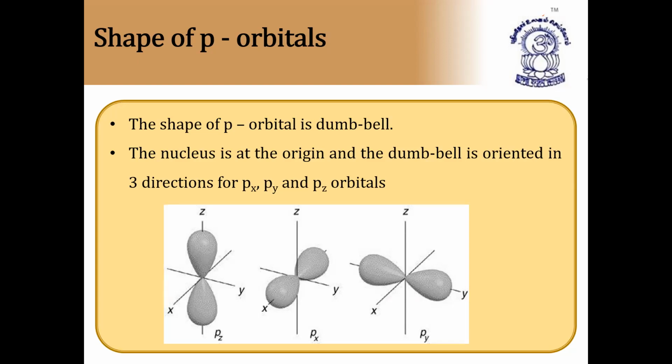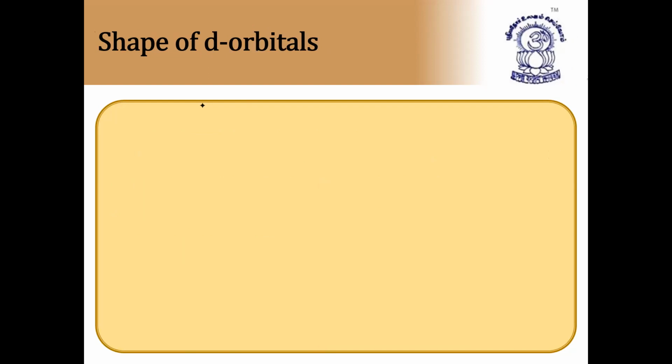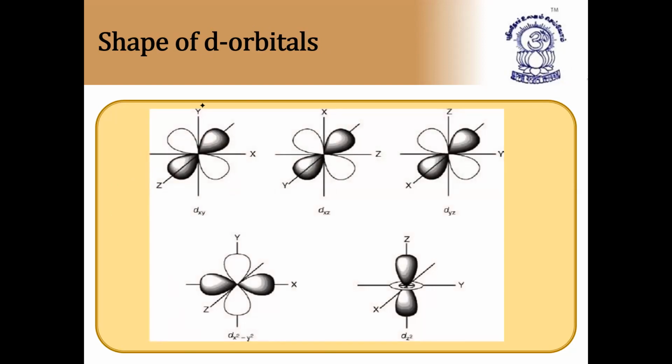Next, we have the shapes of d orbitals. The shape of the d orbital is double dumbbell, and it has 5 orbitals, as we already know. What are the 5 suborbitals of the d subshell? dxy, dyz, dzx, dx square minus y square, and dz square. Four are similar, but dz square has an orbital of a different shape because it has no double dumbbell. It has a different shape because the same axis is overlapping 2 times. You can see the diagram for this: the diagram for dxy, and dxz, dyz, dx square minus y square.